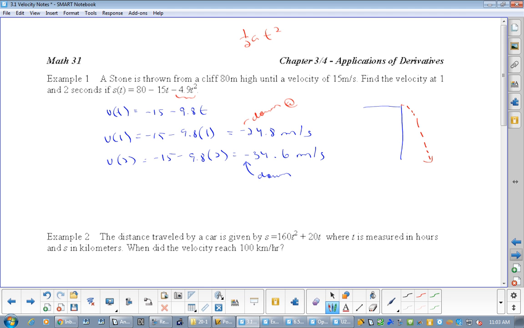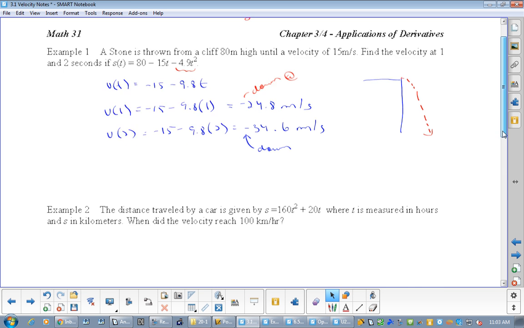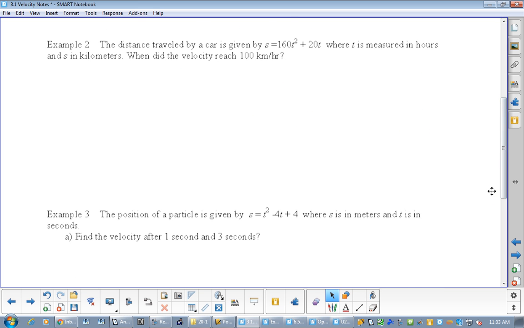Yeah, I think that's when they first started it. That was the initial velocity. Yeah, they threw it. Okay, the distance traveled by a car is given as 160t squared plus 20t, where t is measured in hours and s in kilometers.